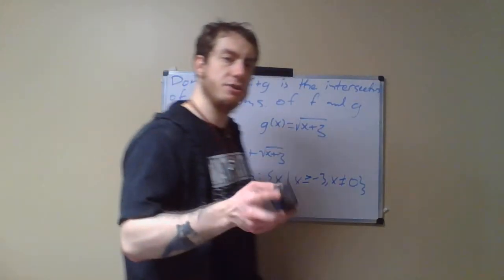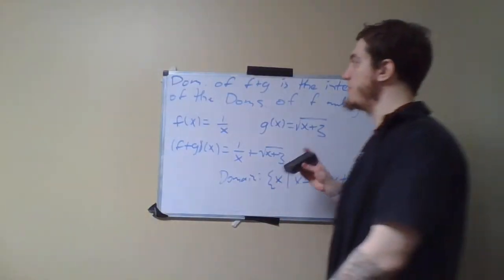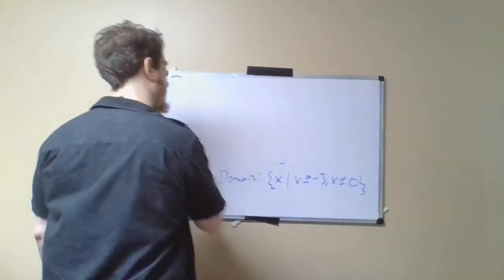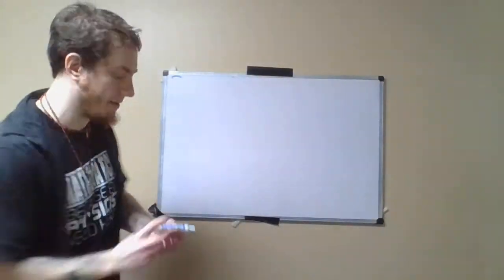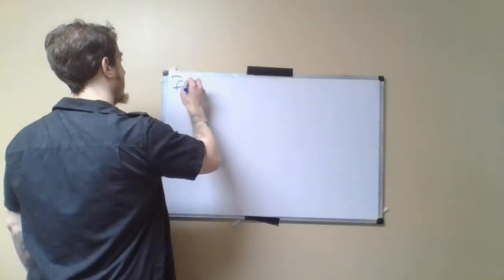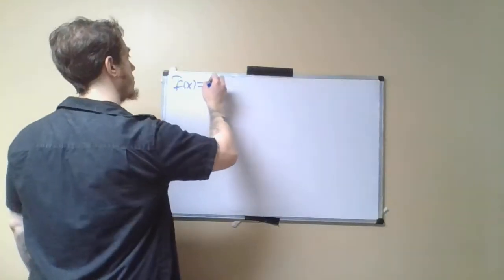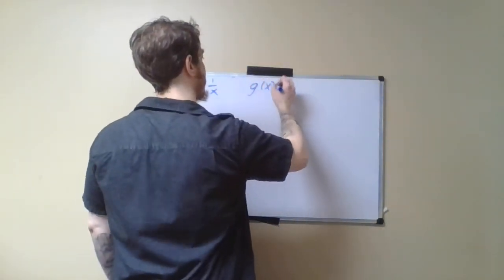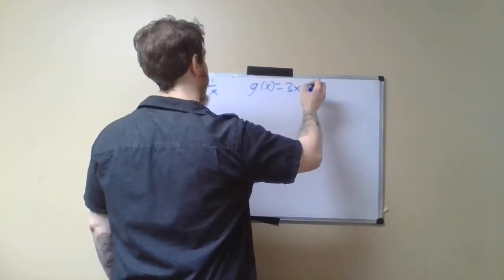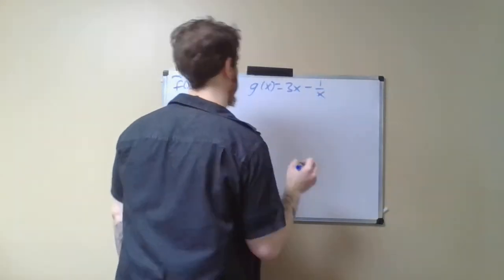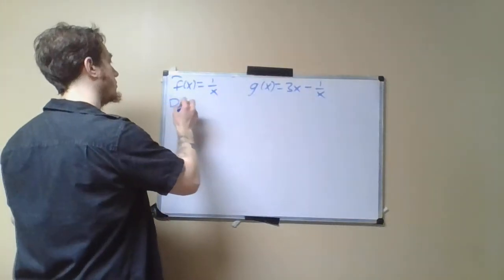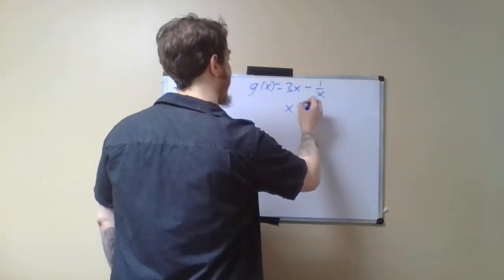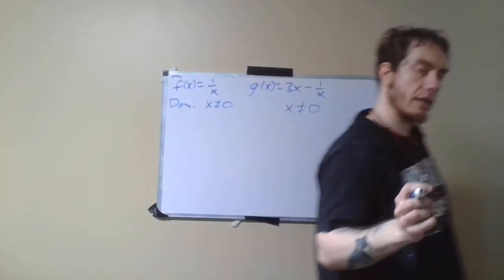Now, I want to show you a situation where it isn't so obvious from the formula. In this case, let's suppose that f of x is equal to 1 over x again, and let's suppose that g of x is equal to 3x minus 1 over x. So the domains here are going to be x not equal to 0 and x not equal to 0.